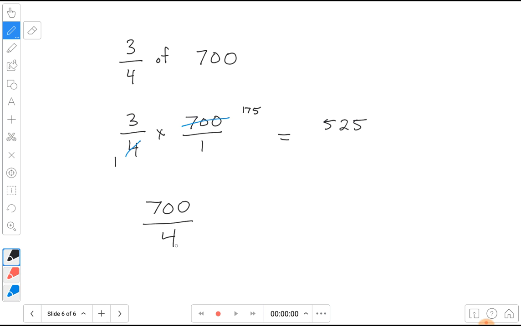So to find 1/4 of 700, we take 700 divided by 4. 700 divided by 2 is 350, and 350 divided by 2 is 175. Okay, so each quarter is worth 175. And then we take 175 and multiply it by 3, because there's 3 of these quarters, and that gives us the same result, 525.